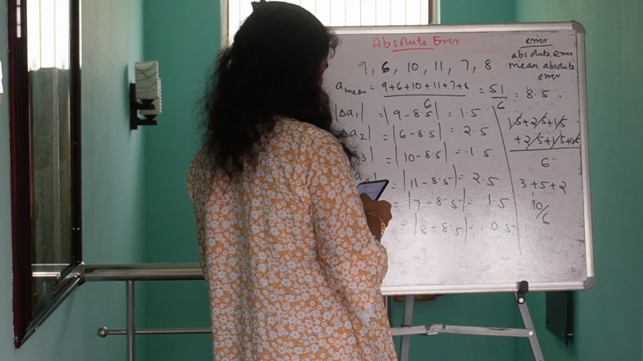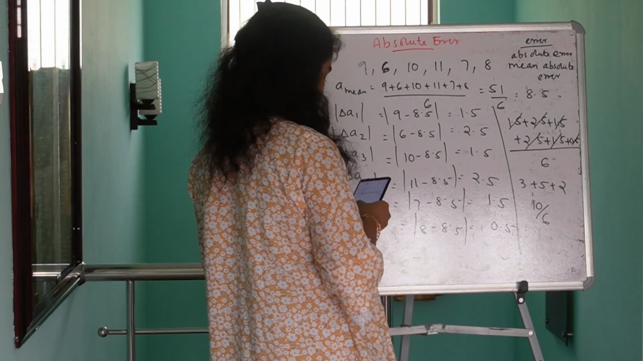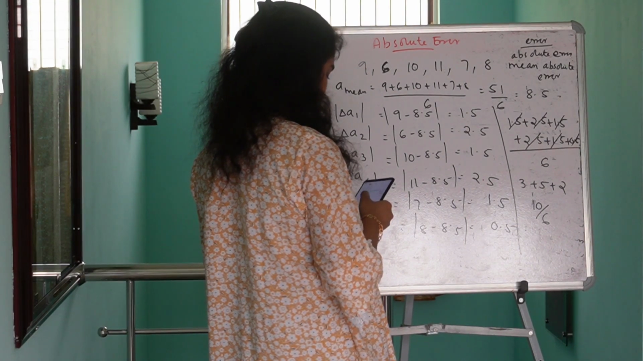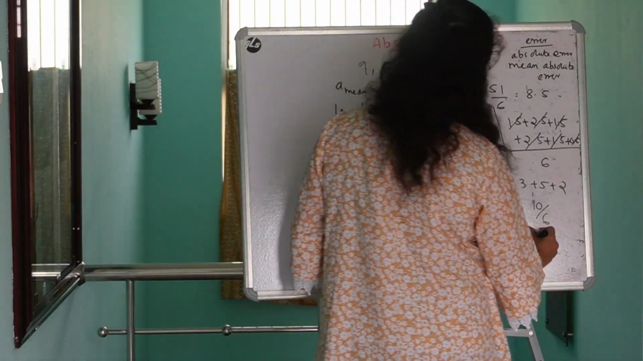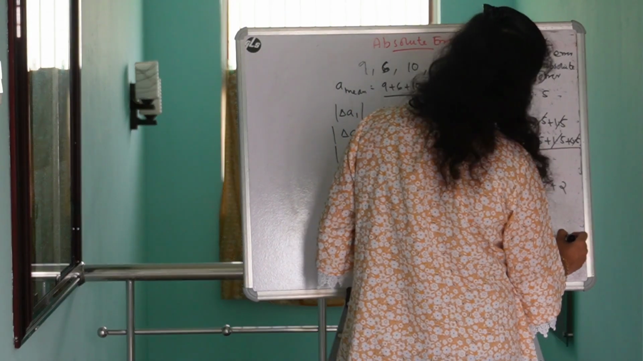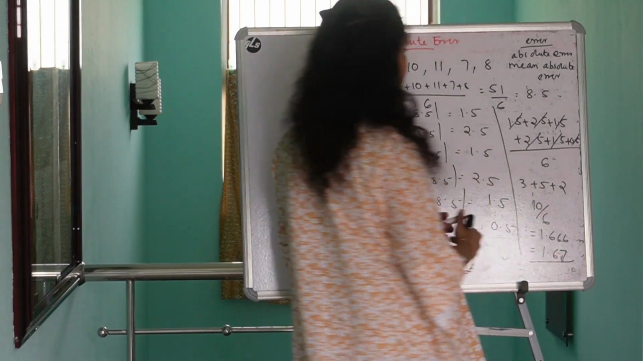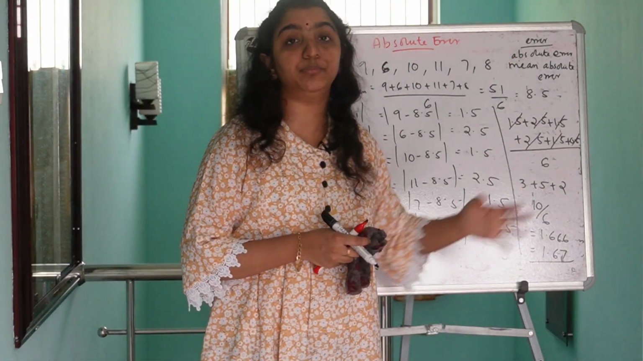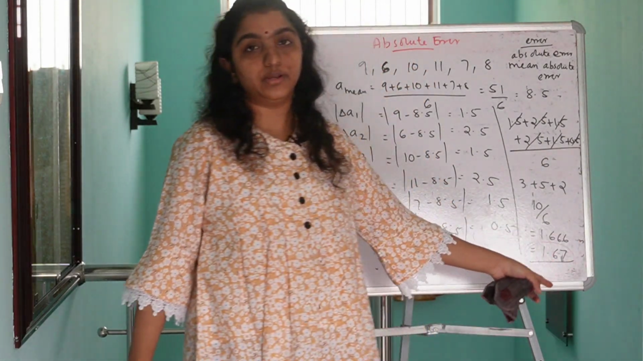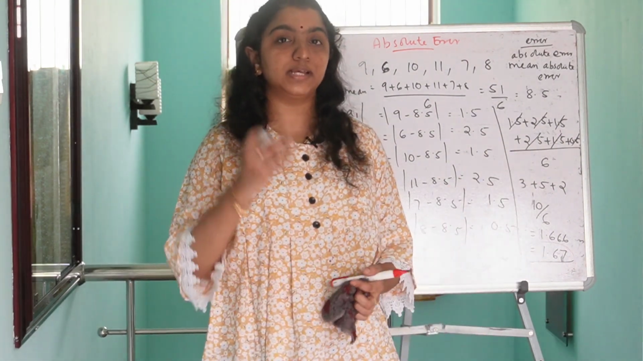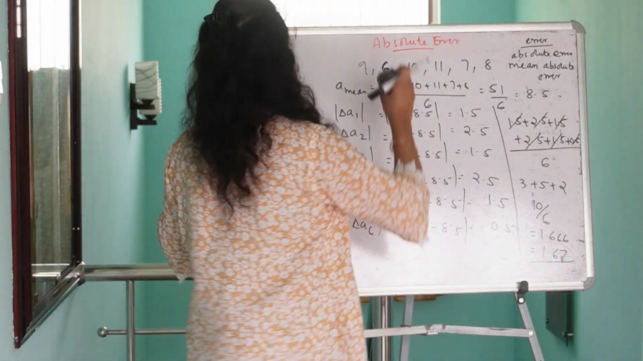1.5, 2.5, again 1.5, 2.5, 1.5 plus 0.5, got the value as 10. 10 divided by 6 is equal to 1.66. So here we can round it off as 1.67. So what is the value of mean absolute error? We got the value of mean absolute error as 1.67. So this is how we calculate simple error, absolute error and mean absolute error. Is it clear? Yes.